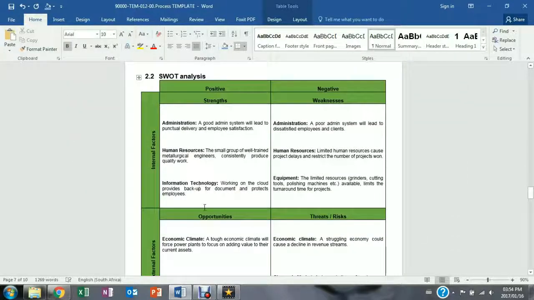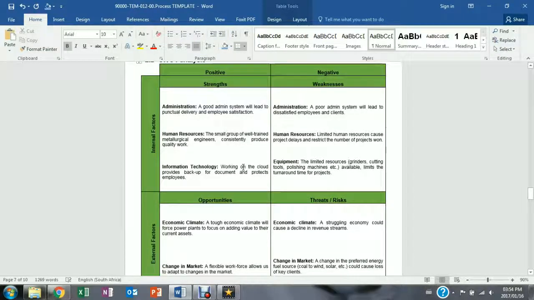And the next page is the SWOT analysis. SWOT stands for strengths, weaknesses, opportunities, and threats. This is basically just another way of breaking up positive and negative factors into internal and external factors. Internal factors are usually defined as those things that a company or a person can control, and external factors are those things that cannot be directly controlled.